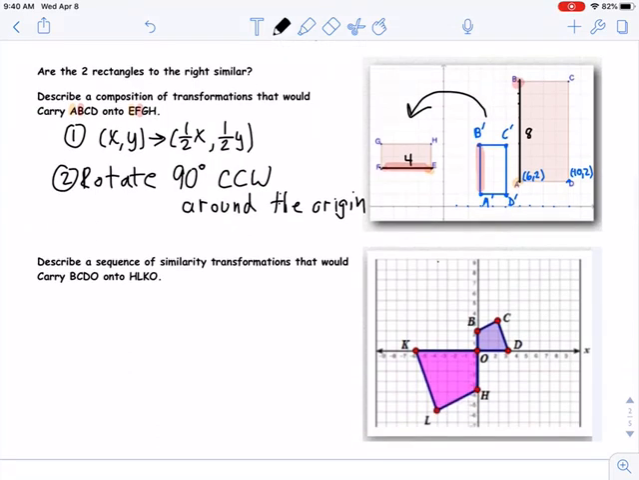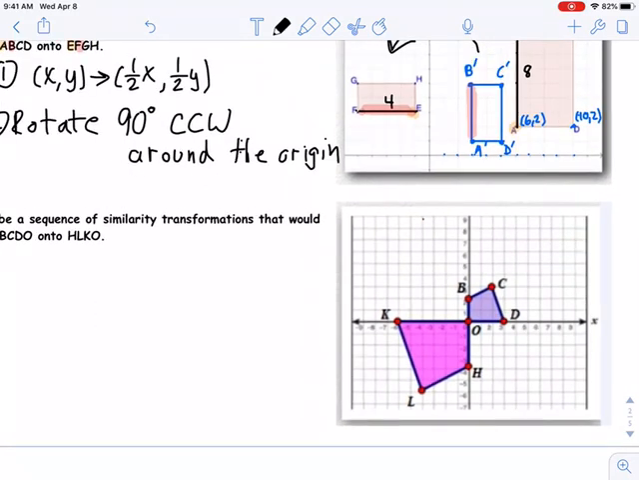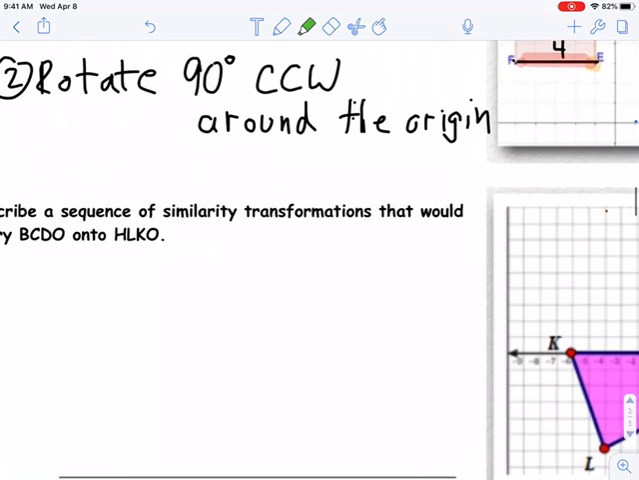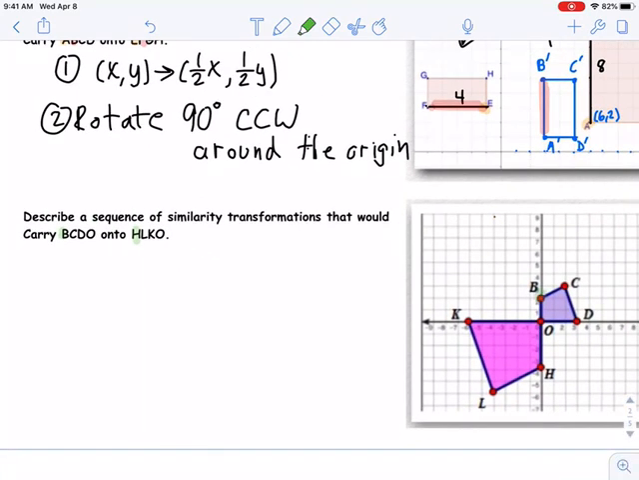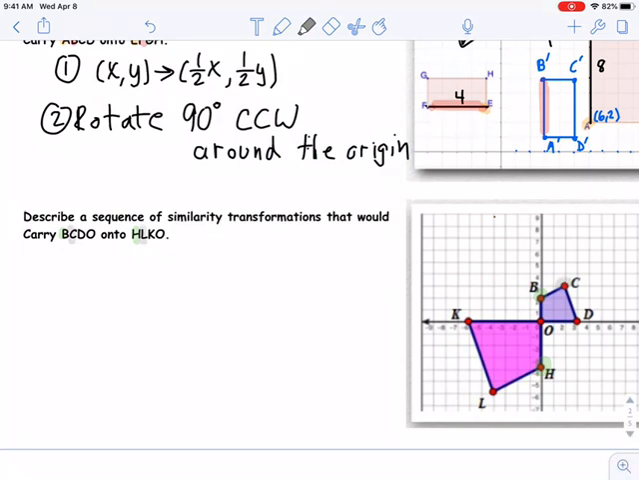All right, so this is like the same thing, BCDO on HLKO. All right, so I can see that, let's do this. B is going to go to H. So B is going to go all the way down there. Let's just do another one. We don't have to do all of them. I could if I want, but C and L are also going to correspond. All right. So basically I need to make BCDO bigger and then make it upside down.